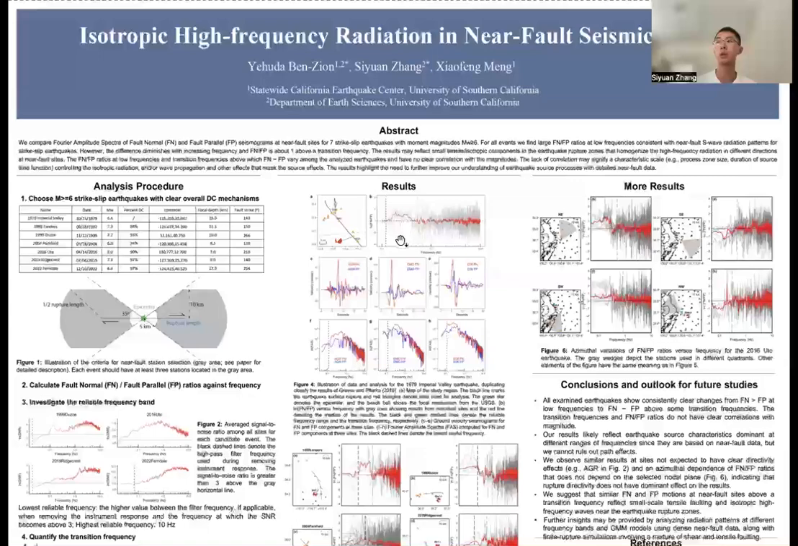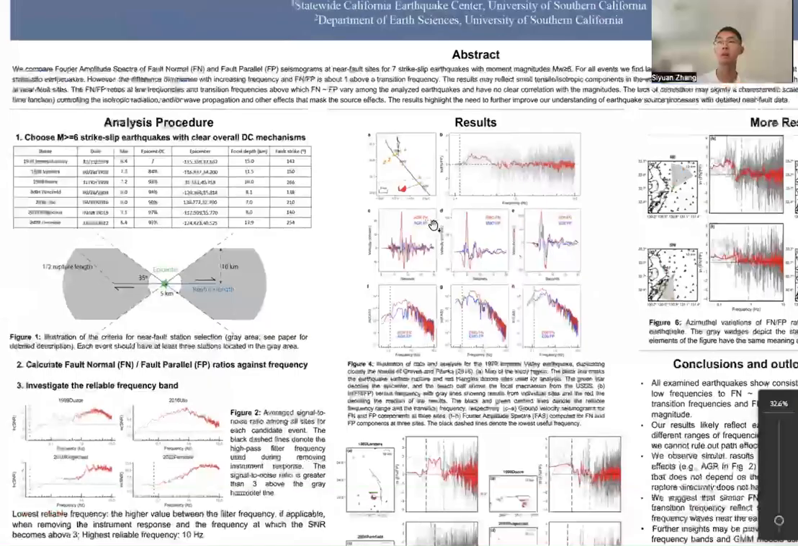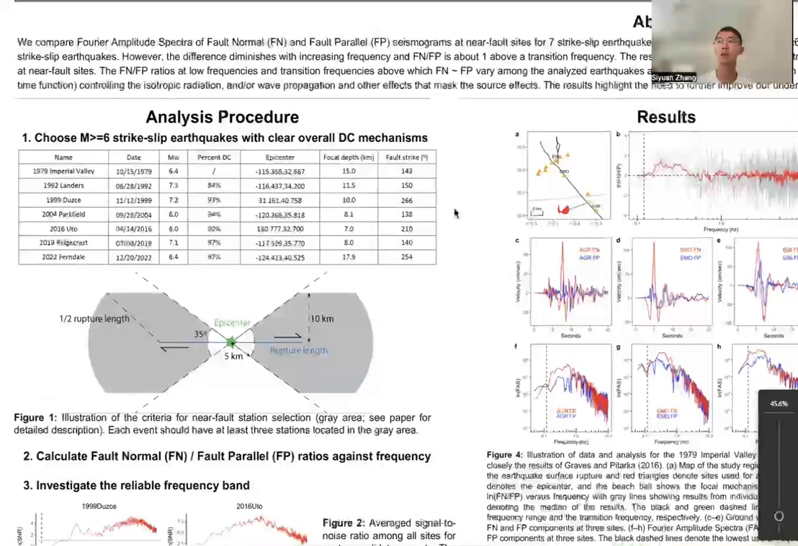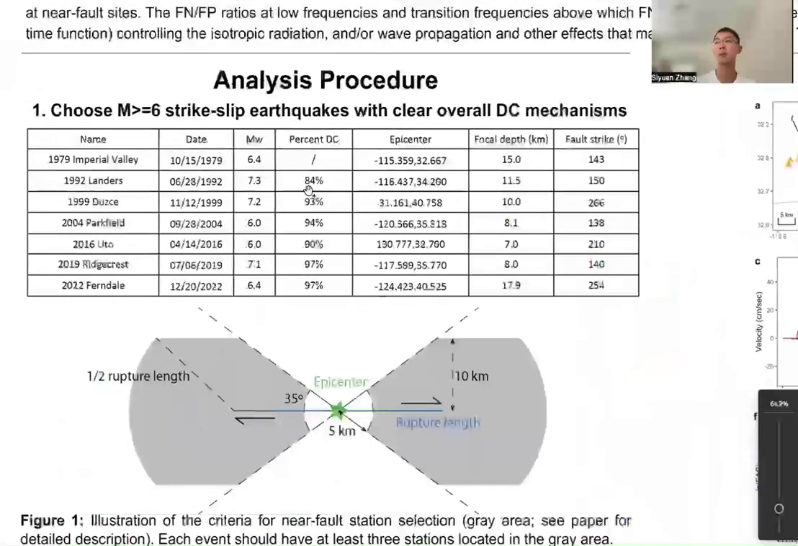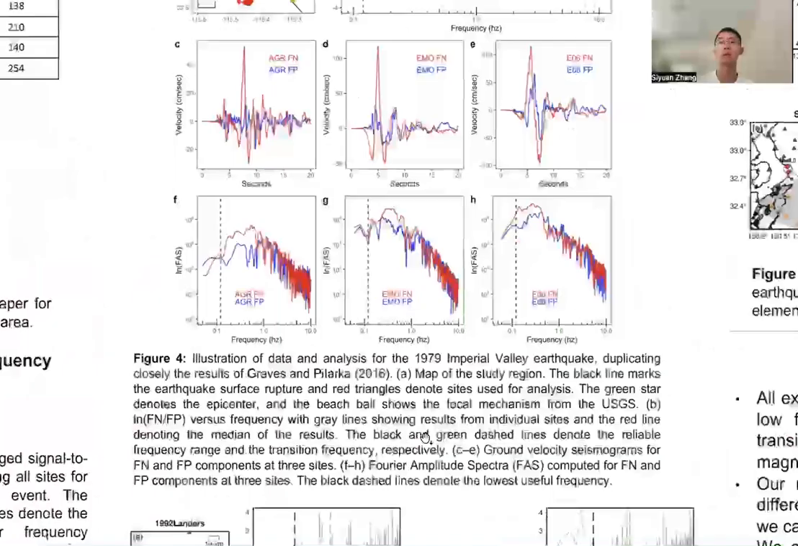In the present work, we aimed to improve the constraints on seismic radiation from earthquake sources. To reduce the path effects that increase with distance from the source, we analyzed the near-fault data of 7 magnitude equal to or greater than 6 earthquakes. We chose strike-slip earthquakes with clear overall double couple mechanisms and at least 3 near-fault stations satisfying the geometry demonstrated here. I will skip the following analysis details. Please come check our poster or read our paper for details.